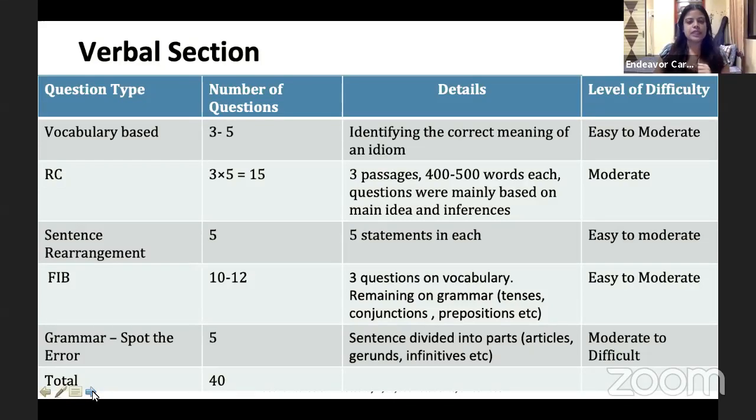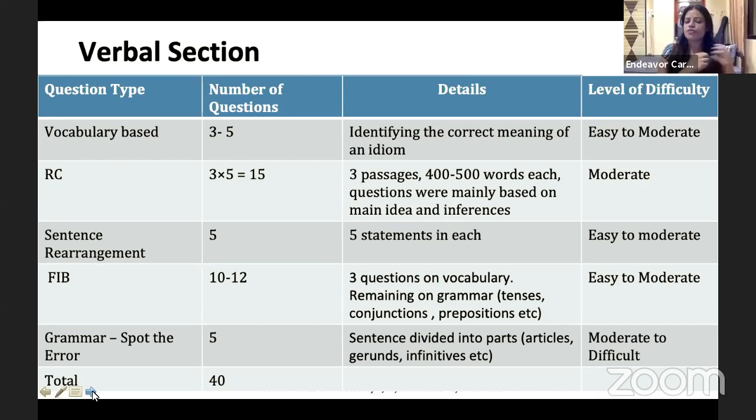Now coming to sentence rearrangement, or what we ideally called parajumbles. There were 5 parajumbles in the paper. Each of them had 5 statements each, or 5 sentences each. So you had A, B, C, D, E. You obviously had options and you had to arrange them based on the options. These were also quite easy, the parajumbles. Let's say easy to moderate.